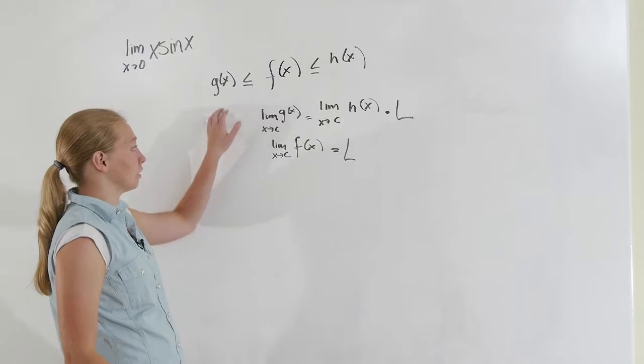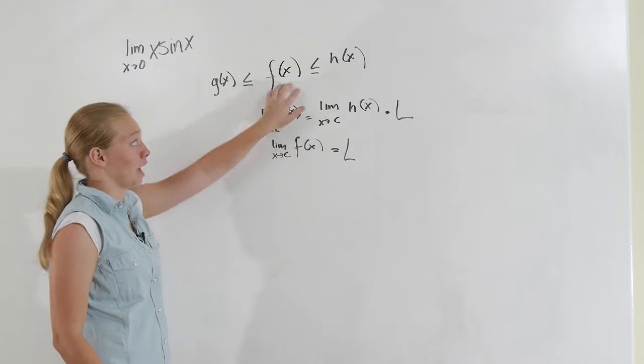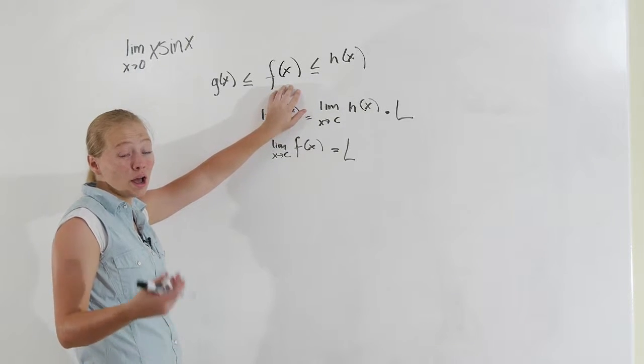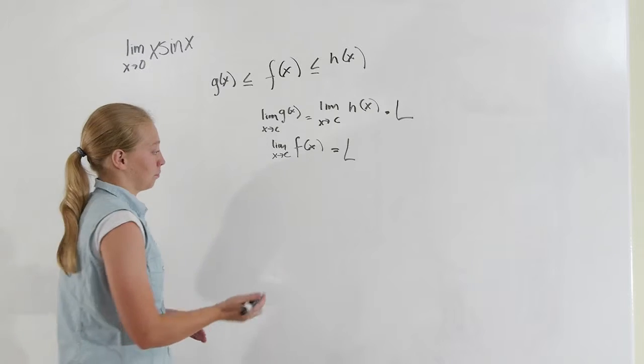And this works because if the limit of these two is the same and this is between these two functions, then it must be the same.